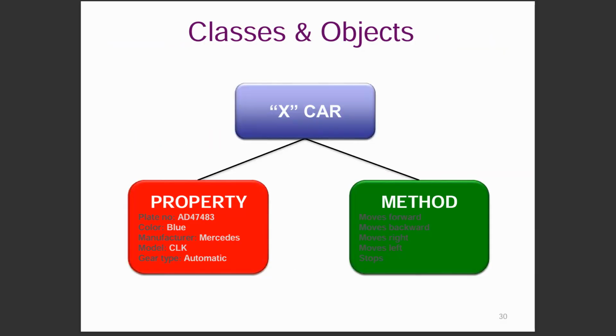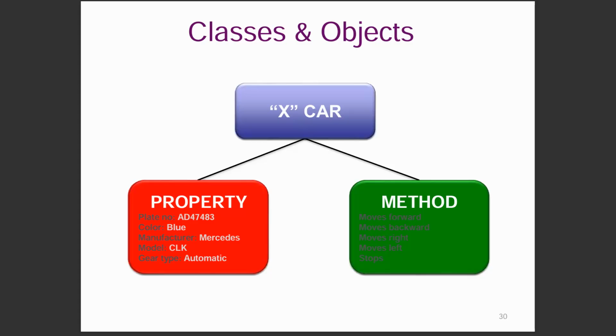Then classes, for example, a car. A car has got some methods. That's the activities that are being done by the car. Number one, it can move forward, can move backwards for the reverse, it can move to the right, the left, and it can also stop. Then it also has got some properties. What is the color of the car? What is the plate number? What is the manufacturer? What is the model of the car? What is the gear type it uses?